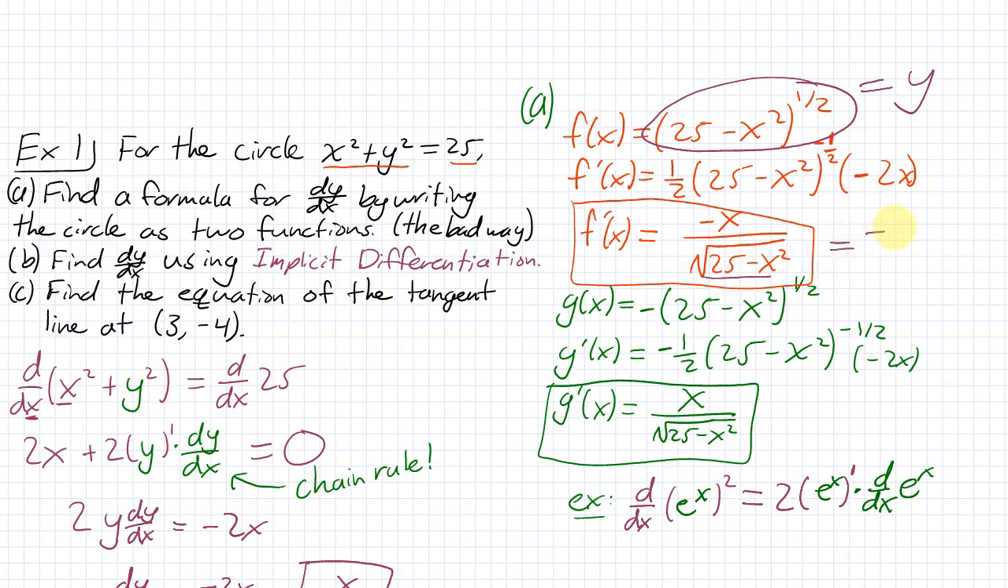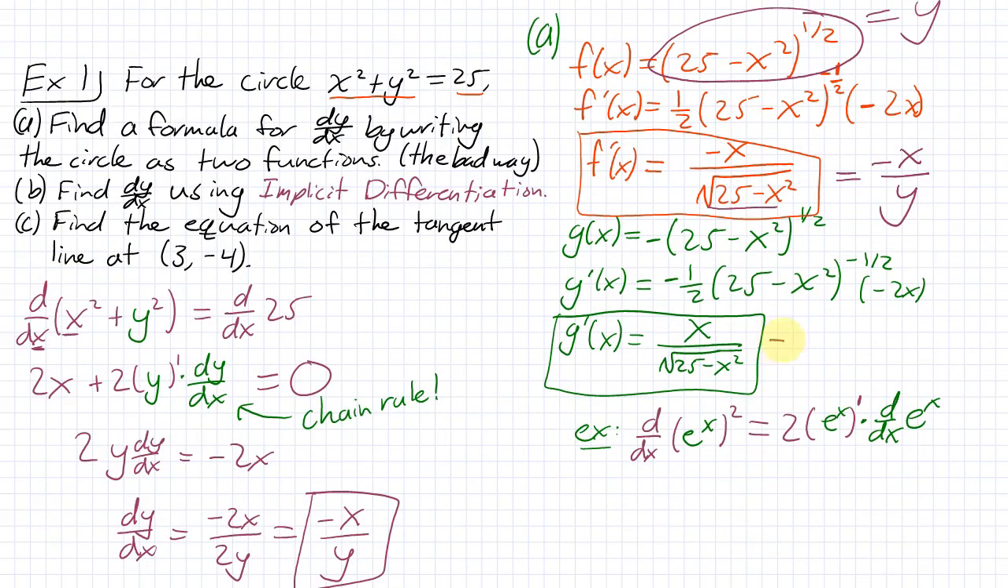You could just say this is equal to negative x over y after you replace that square root of 25 minus x squared with the fact that it's equal to y. And same thing with g prime of x here. Except in this case, g of x had that negative sign in front of it, so if I throw a negative sign there, I can throw another one in the top, so I'm not really changing it because they cancel out. And then that would leave you with negative x over y here. So they are actually the same as this. All three of these formulas agree, even though they're written differently. This is just all in terms of x.